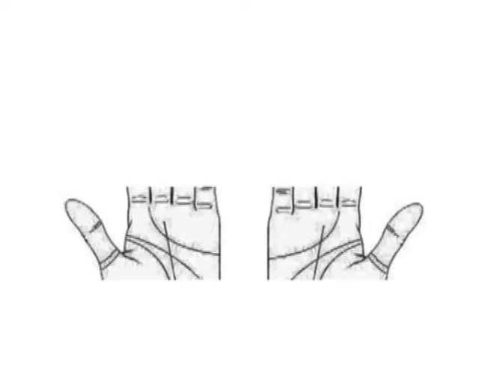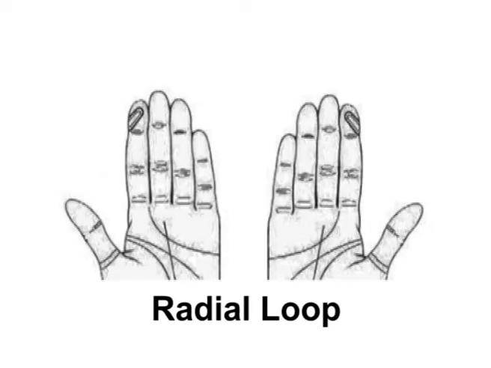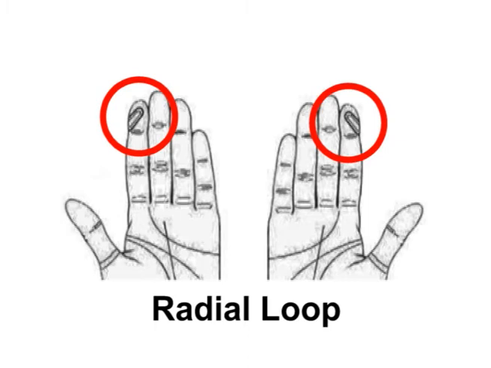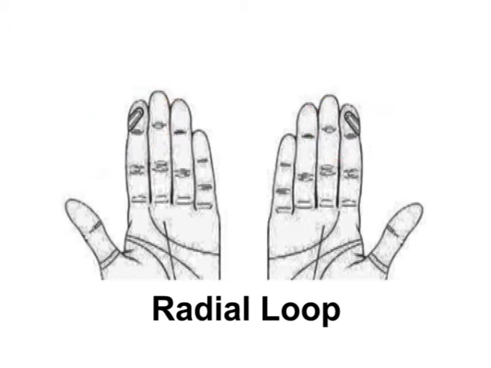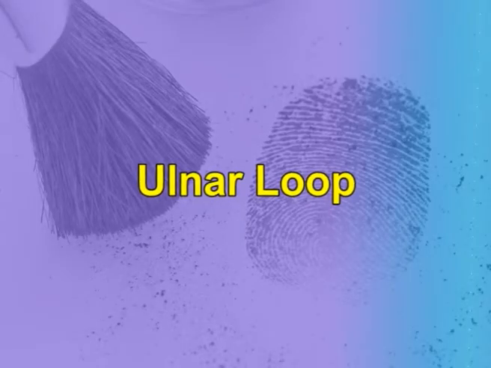When in a loop, the ridges flow from and terminate in the direction of the radius bone of the forearm, that is, when the loop opens towards the thumb or radial bone, it is termed a radial loop. In the case of right hand fingers, the ridges slant towards the left, and in the left hand fingers, the slant is towards the right side. Next one is ulnar loop.